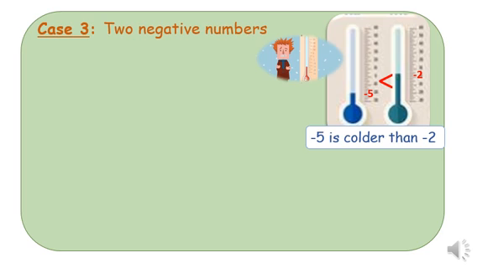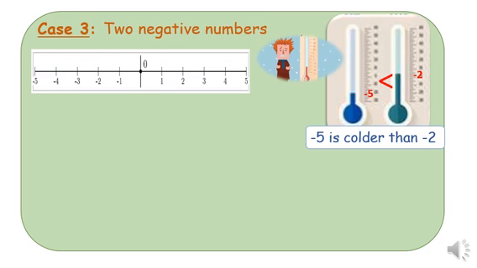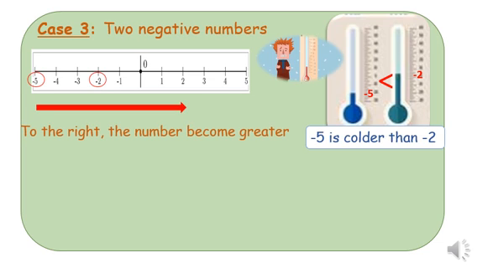Now let's see these two numbers on the number line. Where is -2? It is here. And where is -5? It is here. We know now that -5 is smaller than -2 because in the temperature, -5 is colder. So, which one is greater? -2. It is to the right. So, to the right, the number becomes greater.